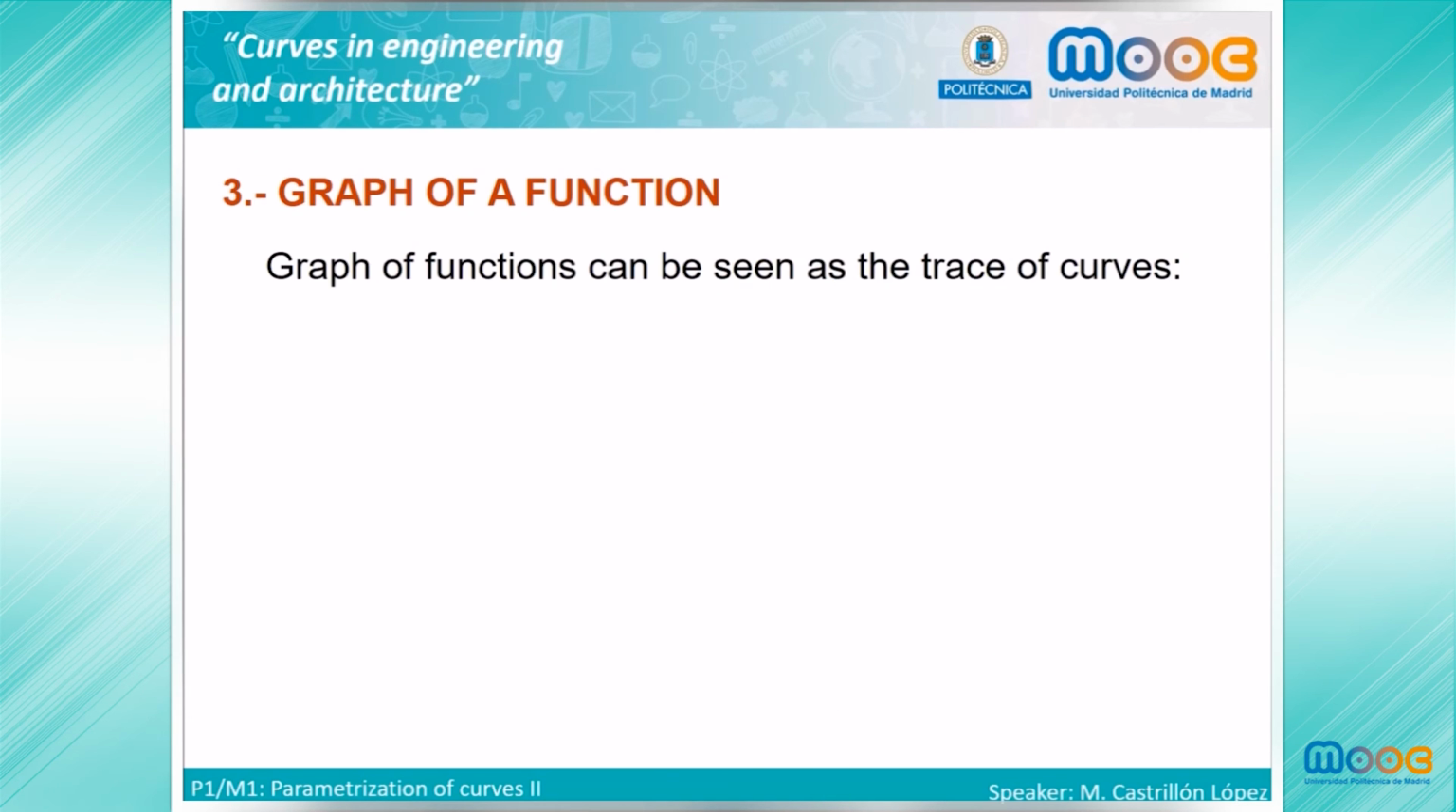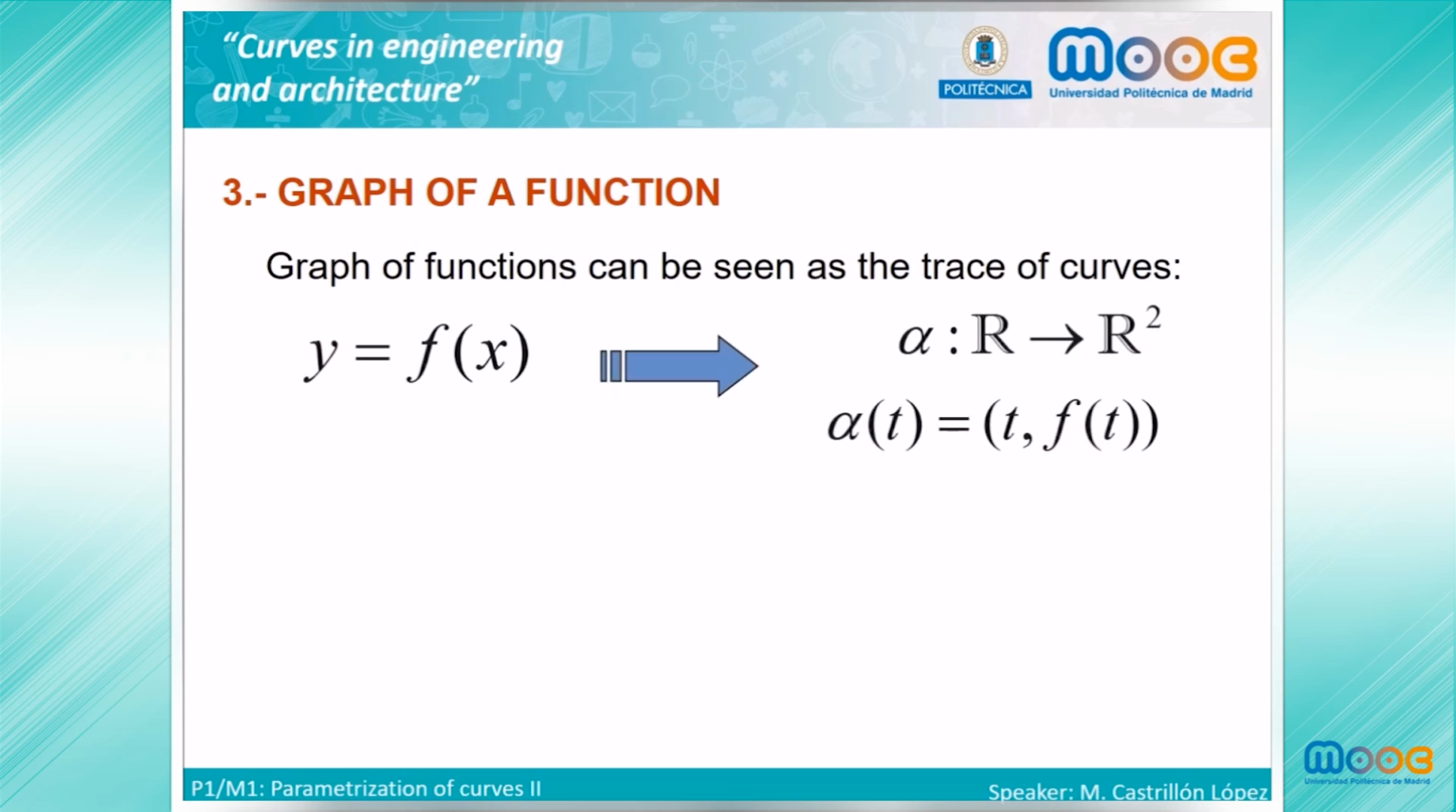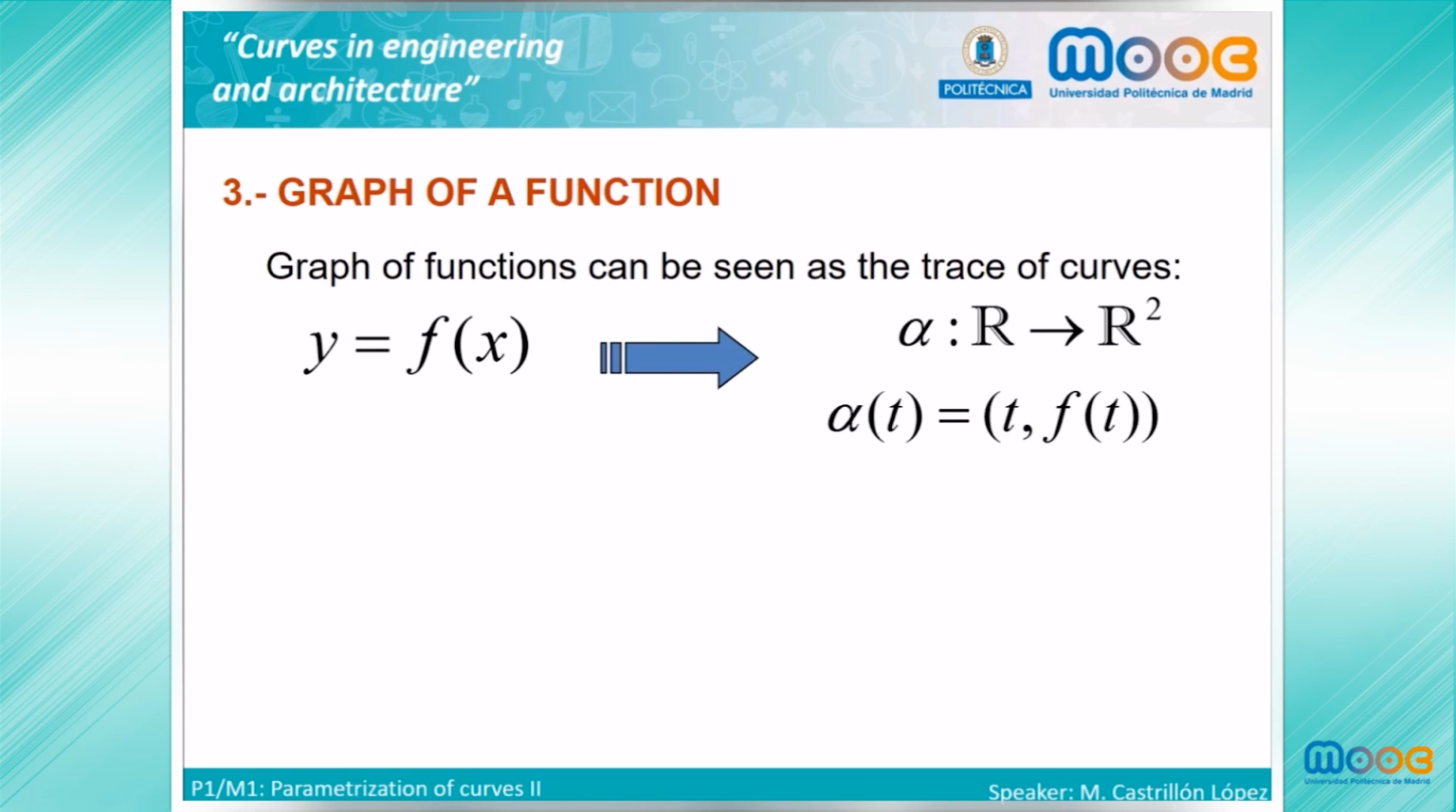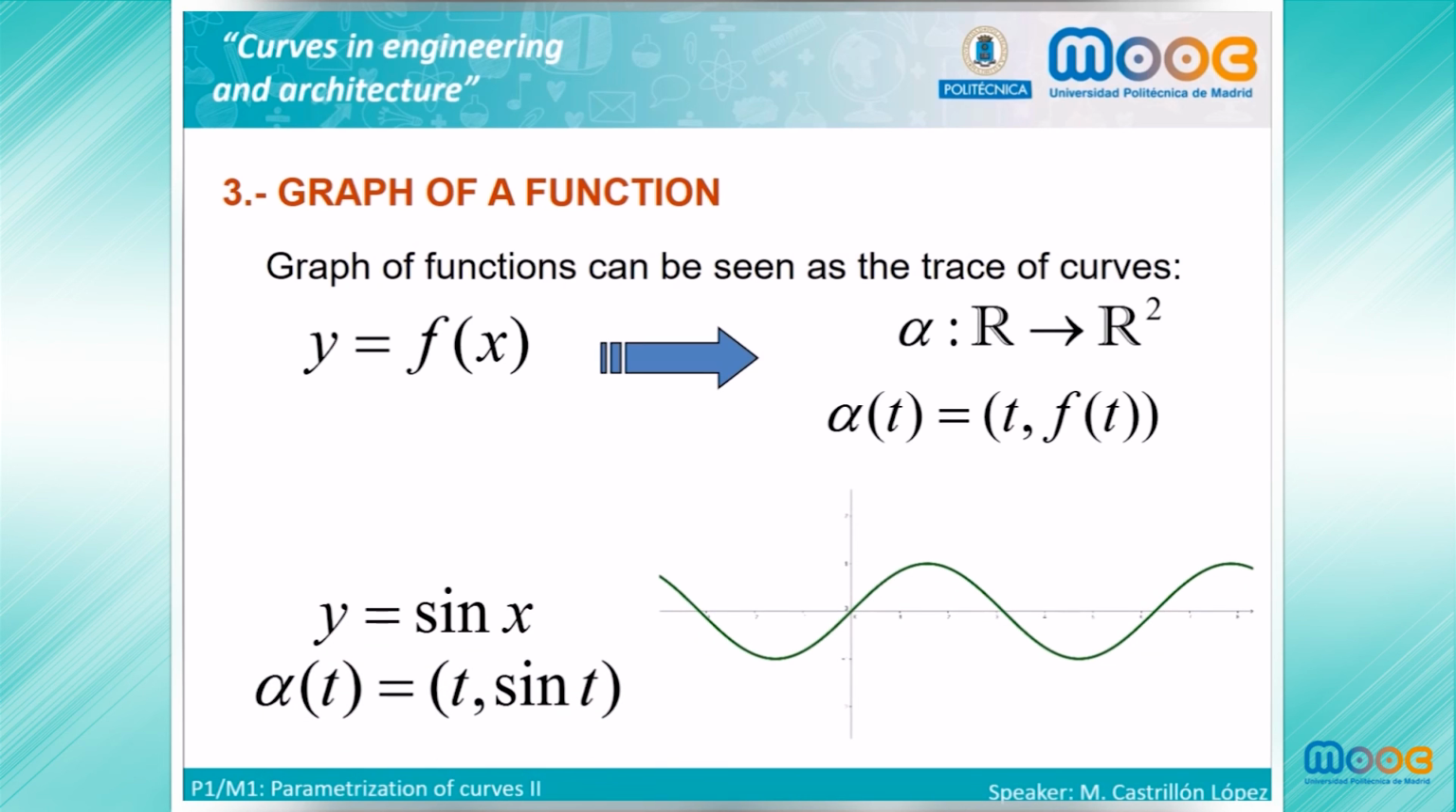Another example is a graph of a function. Graphs of functions can be seen as a trace of a curve. For example, if you have a function f, then the curve alpha equal to t, f of t gives as a trace the graph of that function. For example, for the function sine of x, this new curve alpha gives that trace.